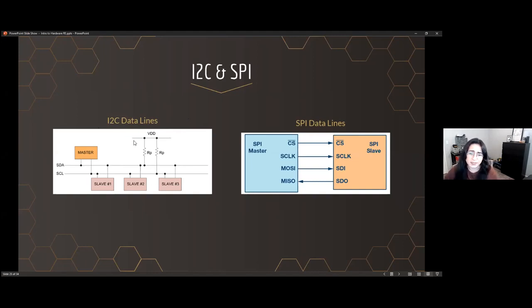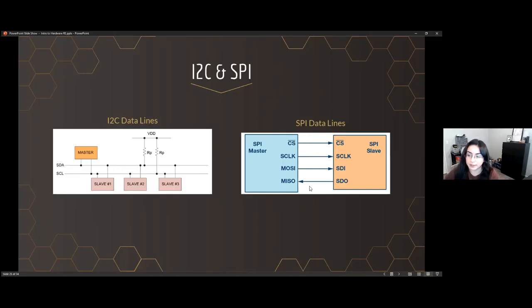Some people find it intimidating. I wouldn't be intimidated. As long as you find a good source, it's fine. So find a good source. If you're reading something and it sounds confusing, it's probably not a good source. Just drop it and go somewhere else. Analog Devices does have a good walkthrough for both of these data buses. So I definitely recommend that.